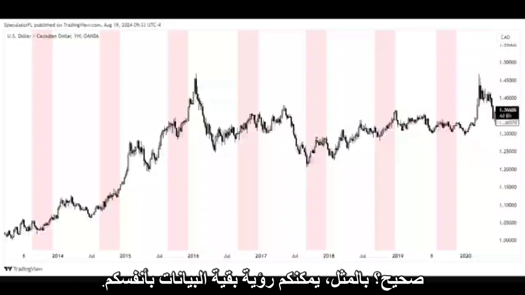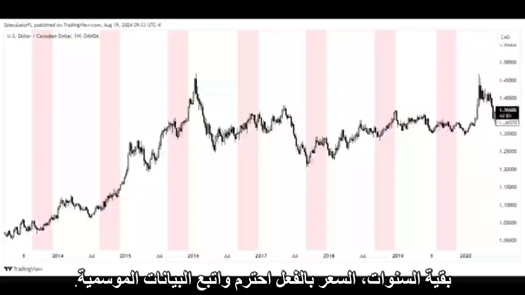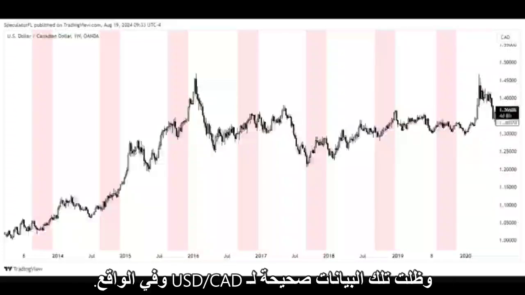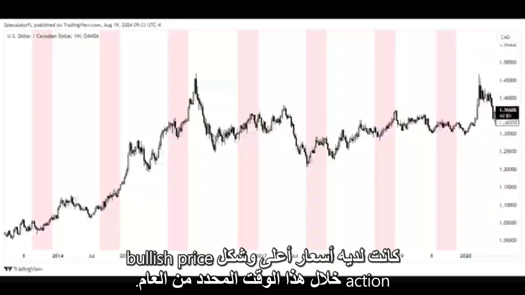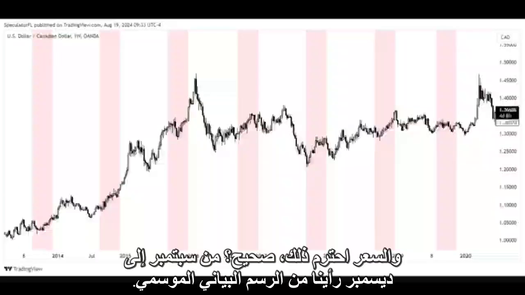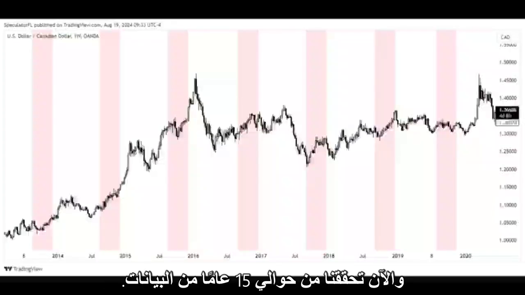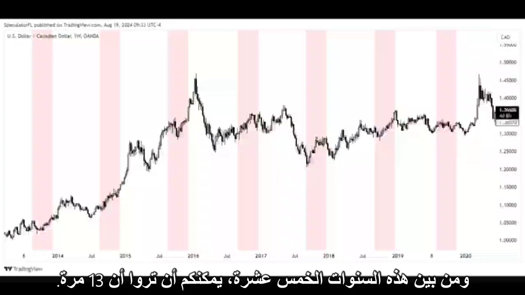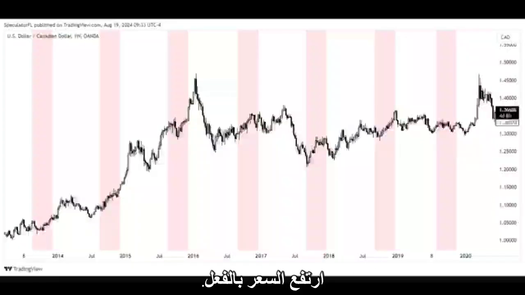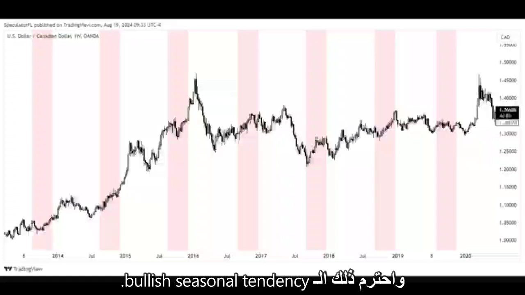Similarly, you can see the rest of the data yourself, and you can see that for the rest of the years price did indeed respect and follow seasonal data, and that data stayed true for USD CAD, and it actually had higher prices and bullish price action during this particular time of the year, right? From September to December, we saw from the seasonal tendency chart that USD CAD has a tendency to go higher, and now we've checked around 15 years worth of data, and out of these 15 years, you can see that 13 of the times price did go higher and respected that bullish seasonal tendency, right?